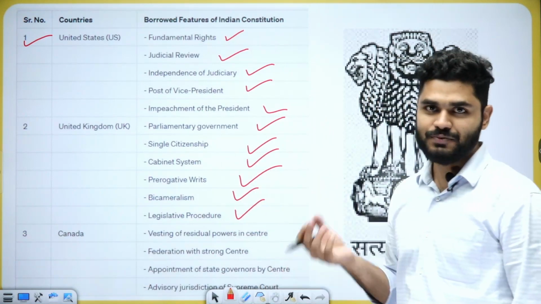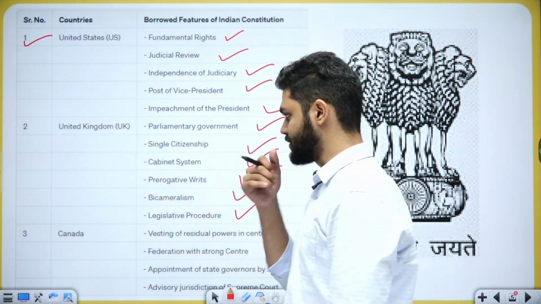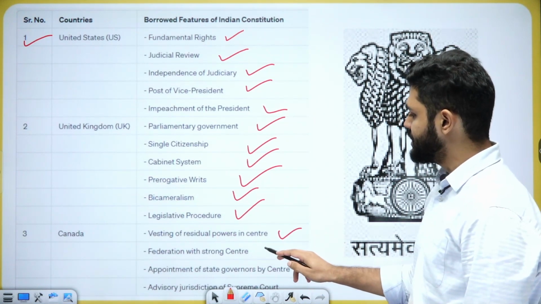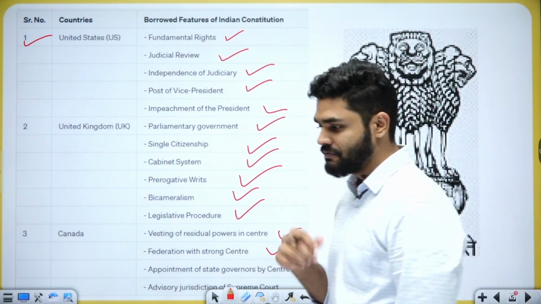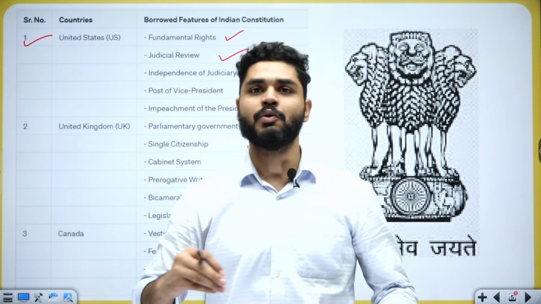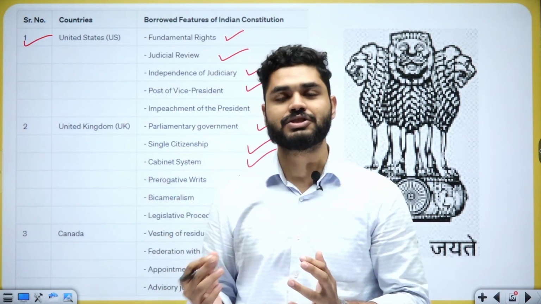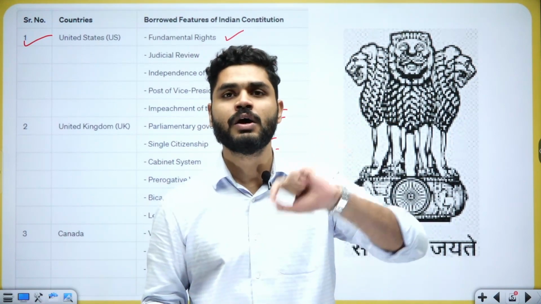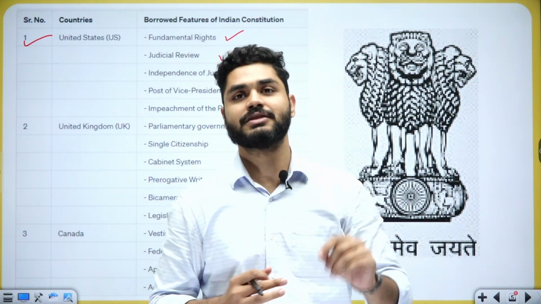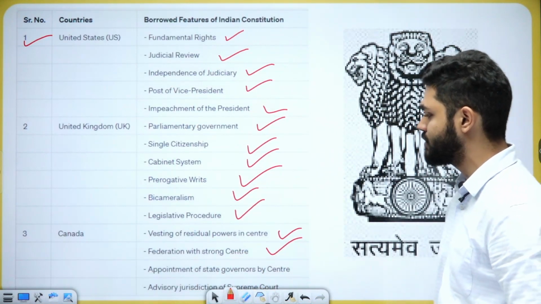And as we wanted to be a vibrant democracy, when we were borrowing, we borrowed so many features from these two countries. Okay. From Canada, there is vesting of residual powers in center, federation with a strong center. Yesterday, when we were talking about the salient features of Indian Constitution, we were saying that we have a federal structure, but this federal structure has a unique ability. It can turn itself into a unitary one in a night's time, in a day's time, and that too without an amendment. So that particular feature has been taken from Canada, the federation with a strong center.